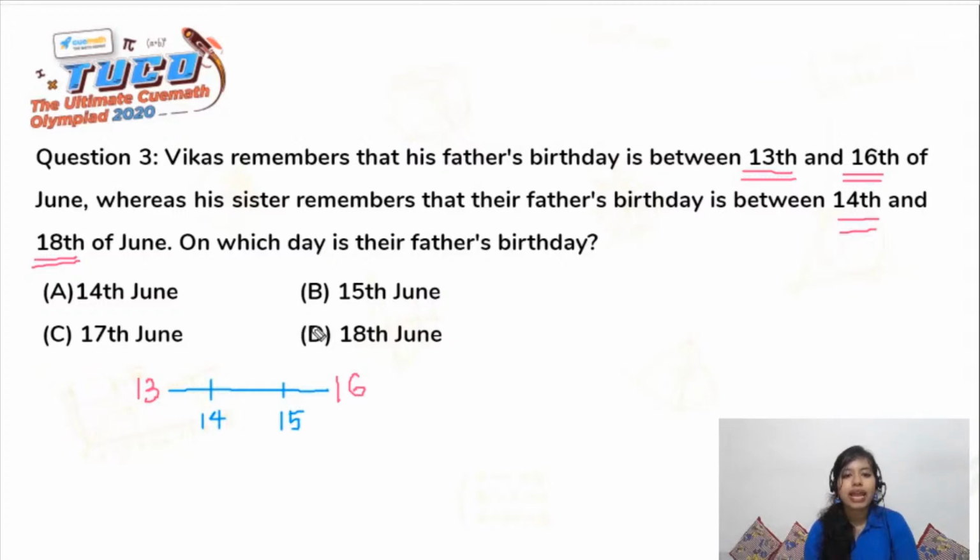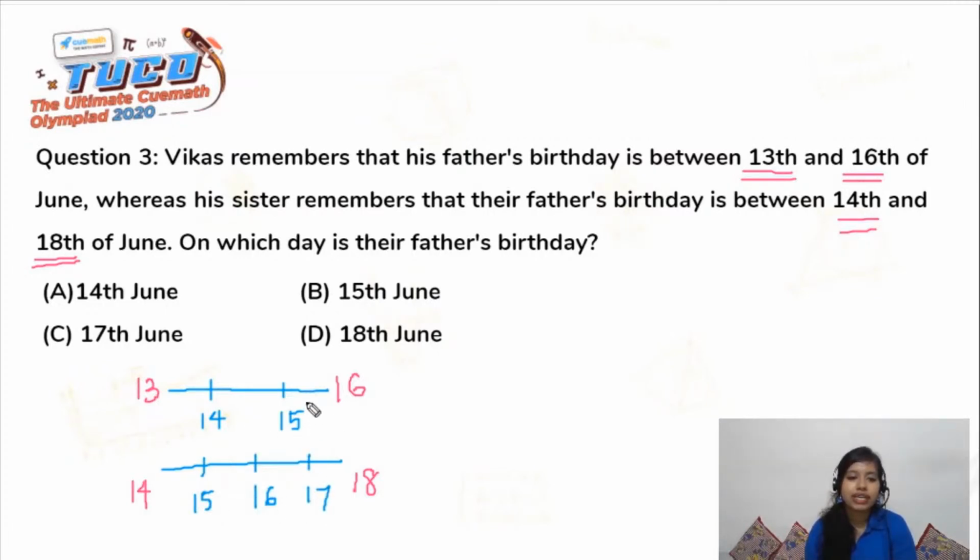Okay? And as per his sister, she says that the birthday falls between 14th and 18th. So that means it's between 14th and 18th, as in this is 14th and this is 18th. I cannot include 14 and 18. So what are the numbers which can be included? I can have 15, I can have 16, and I can have 17.